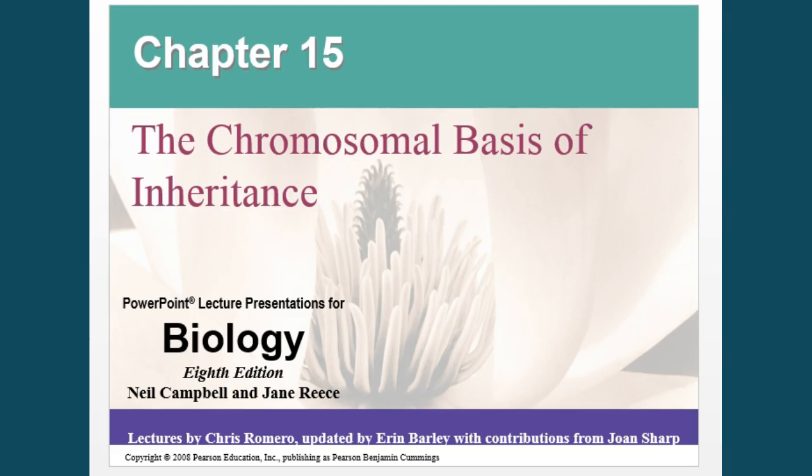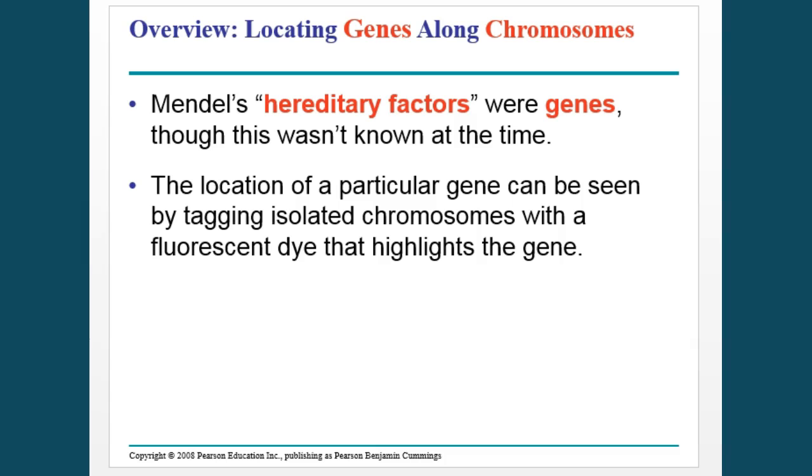In Chapter 15 we will talk about phenomena such as sex-linked traits and how traits are inherited based on independent assortment and the laws of segregation. So to begin with, let's look at an overview: locating genes along chromosomes.